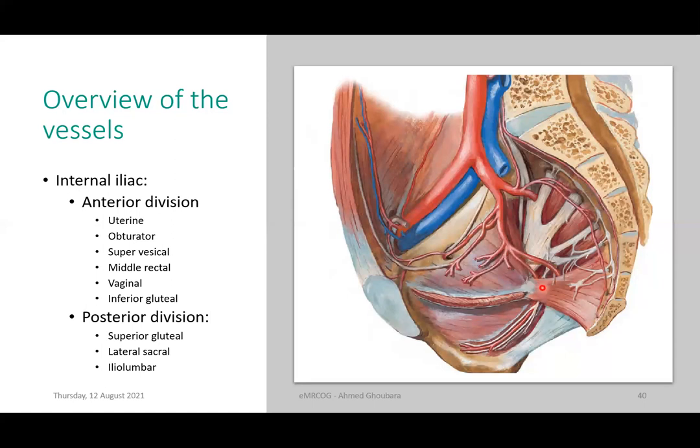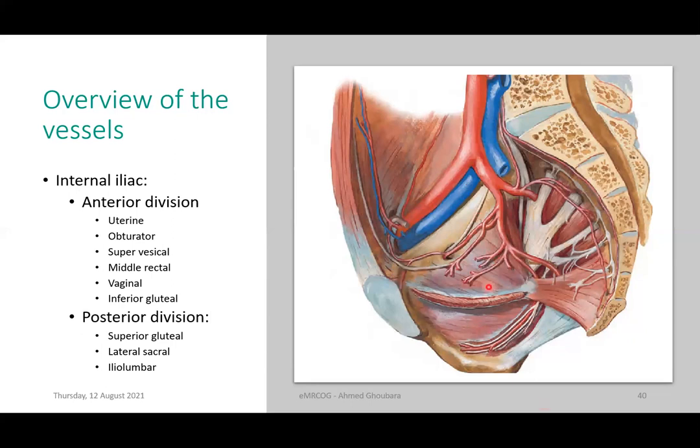It leaves the pelvis through the, this is the ischial spine. So it makes a curve around the ischial spine, leaves the pelvis and enters the perineum. This little part here is the perineum. So the door of the perineum is the canal around the ischial spine. Okay, this is the door to the perineum. The internal pudendal artery is the main arterial supply to the perineum.